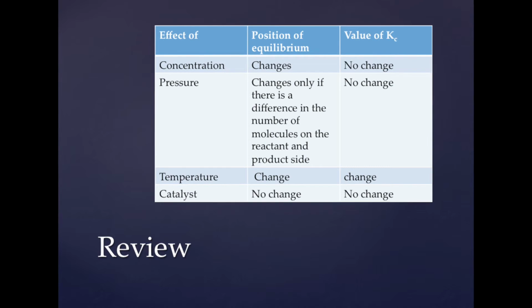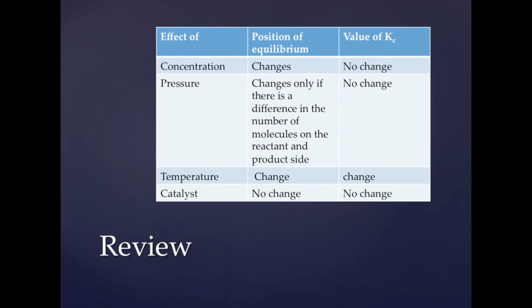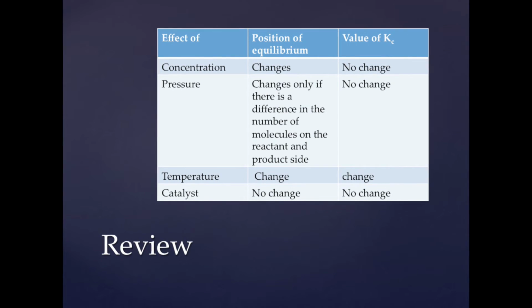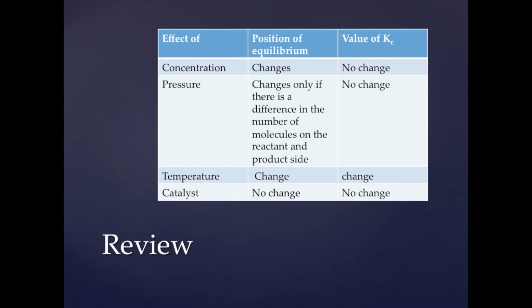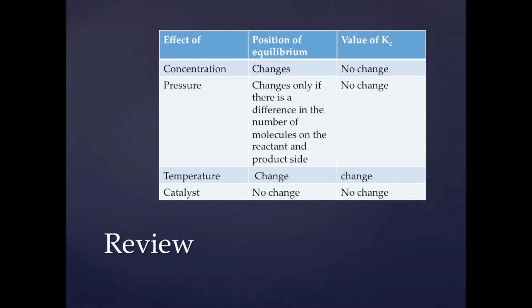With temperature, it has an effect on the position of equilibrium and our equilibrium constant. Remember, when it is exothermic, our equilibrium constant increases, and when it is endothermic, our equilibrium constant decreases. And finally, the catalyst, it does not affect the equilibrium constant or the position of equilibrium. It just speeds up the rate of the reaction.